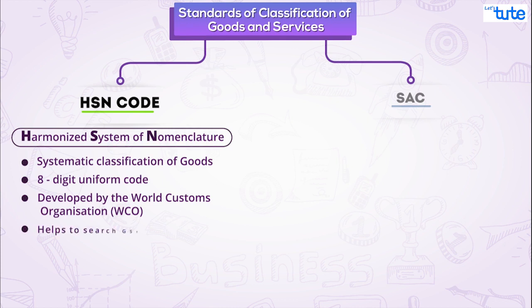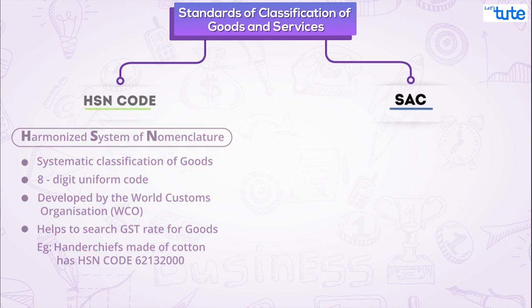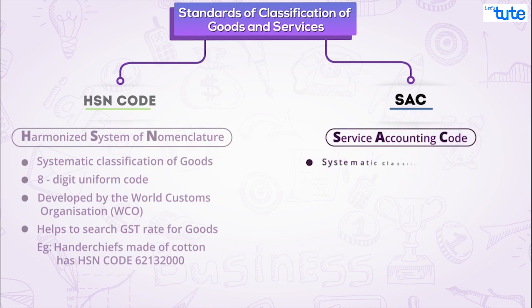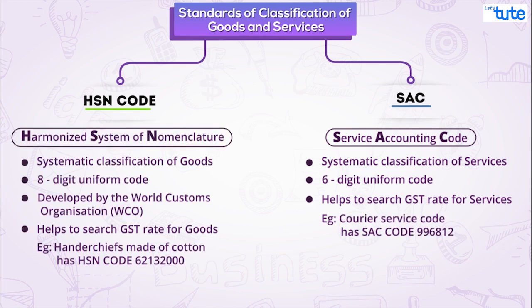The HSN helps taxpayers to search GST rates by just entering the HSN code. For example, HSN code for handkerchiefs made of cotton is 62132000. The other one is SAC. This stands for Service Accounting Code. Services are also classified just as goods and are given unique code. The SAC is a 6-digit code which also helps to search GST rates for different services provided. For example, SAC code for courier services is 996812.